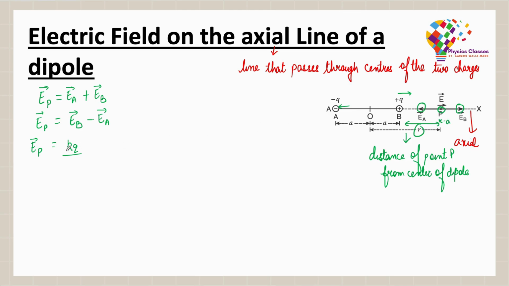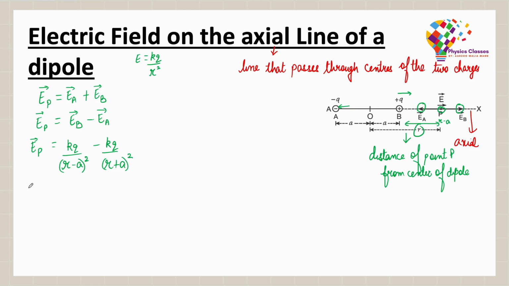So the electric field at point P due to the charge at B would be KQ by R minus A whole square. I am directly using the formula that the electric field due to a charge is given by KQ by R square, where R is the distance from the charge. So here the distance of point P from the charge is R minus A. Now, apart from this, the electric field due to the negative charge at A would be K times Q, and the distance of point A from the point P would be R plus A, so this is R plus A whole square.